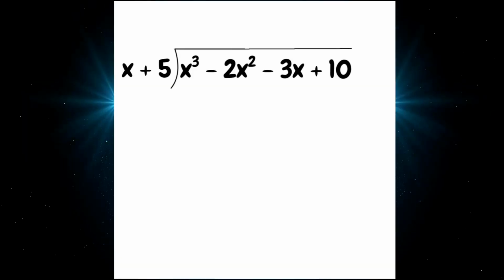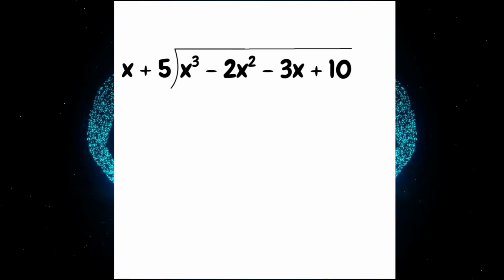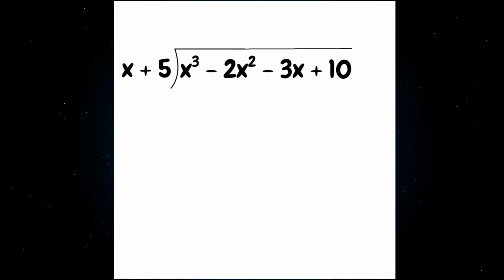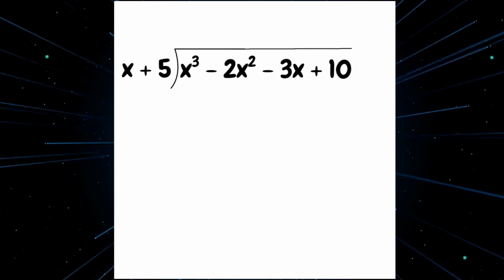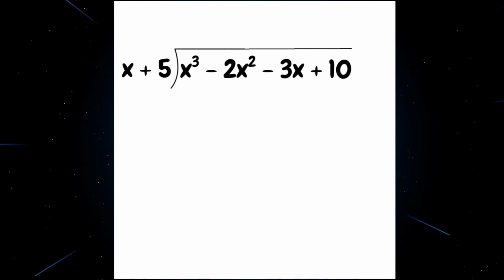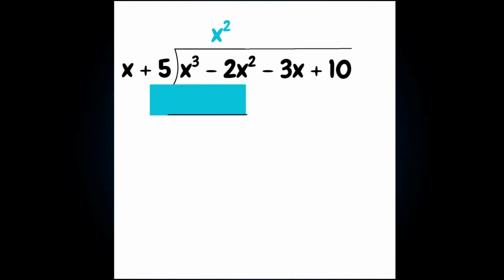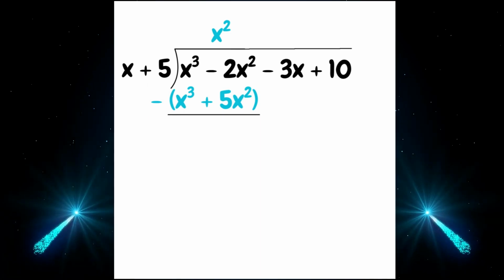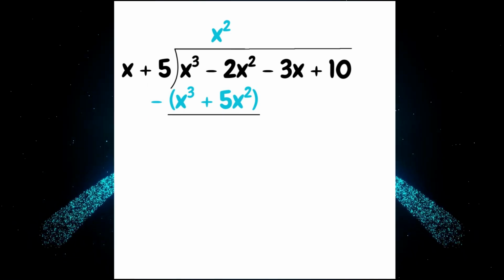All right, so we're going to divide x cubed minus 2x squared minus 3x plus 10 divided by x plus 5. So the first thing that I want to ask myself is x times what gives me the x cubed? Okay, so if I'm multiplying x times what gives me x cubed, in this case, x squared. So now I have to multiply that x squared times x plus 5. So x squared times x gives me x cubed, x squared times 5 gives me 5x squared.